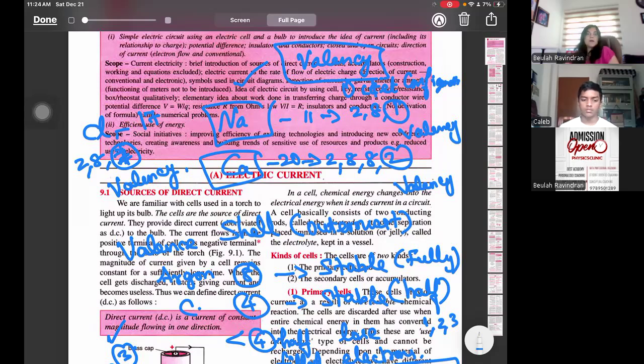So 1 is the valency. The atomic number is 11. So what is the tendency of this sodium atom? Tendency to lose 1 electron.